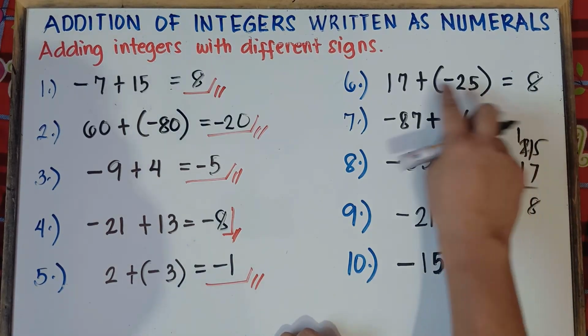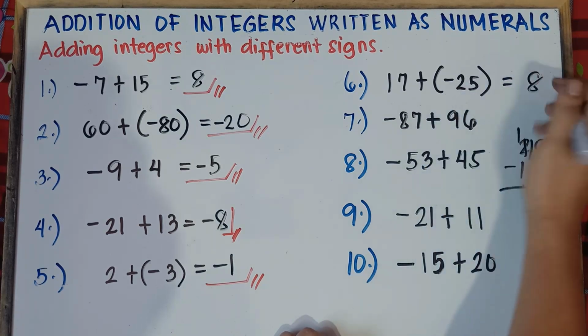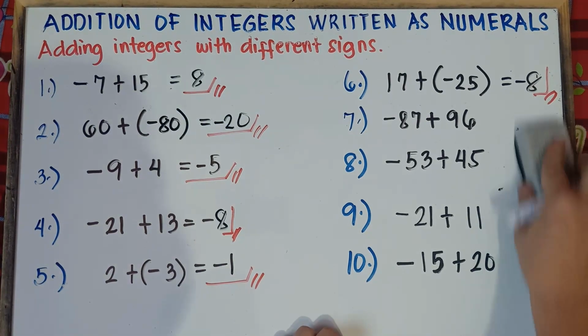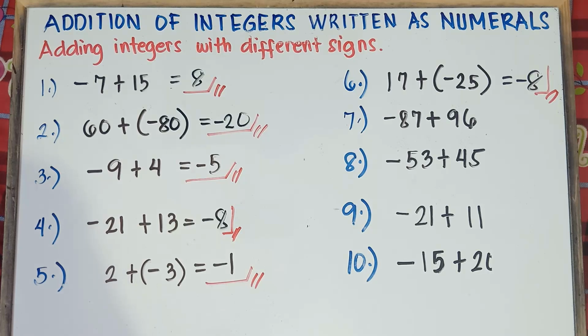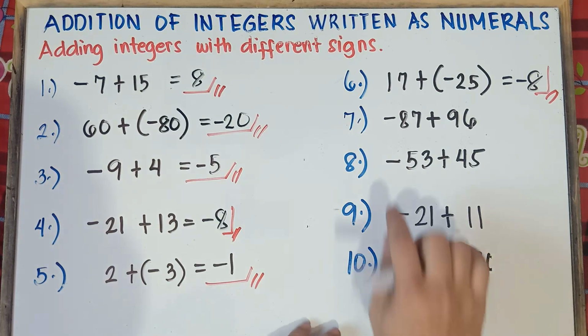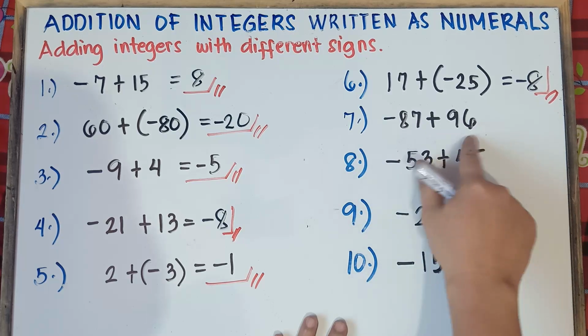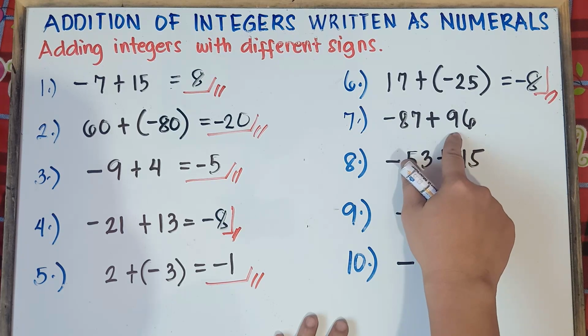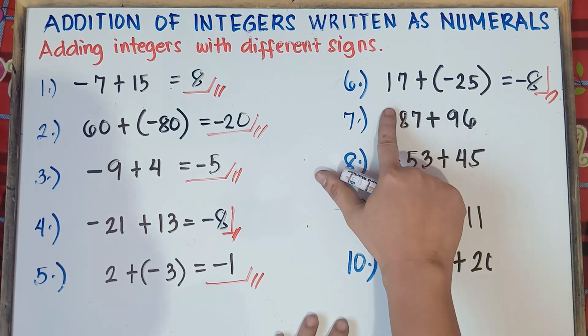Now, since 25 is greater than 17, we copy the sign. So therefore, our answer is negative 8. That's it, class. That's the answer with regards to example number 6. Alright, so example number 7, we have negative 87 plus 96. Unlike signs, this is negative 87, this is positive 96. So we subtract, ignore first the sign.